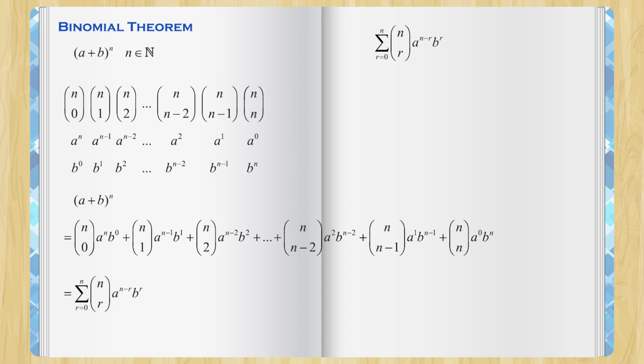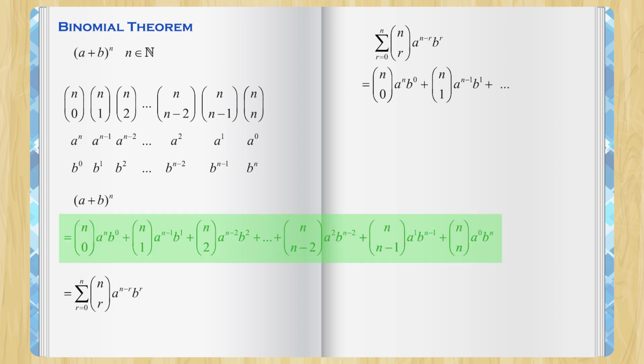This means r takes integral values from 0 all the way up to n, and after each value you put a plus sign. Since r starts at 0, you put 0 in place of r, and you get nC0 times a raised to n minus 0 times b raised to 0. Then you put the plus sign and then the next value of r, which is 1, and plug it in, and keep doing this process until you reach n. You get this expression, which is the binomial theorem.